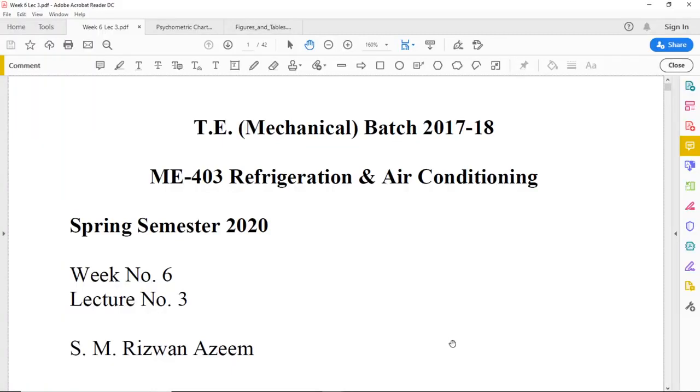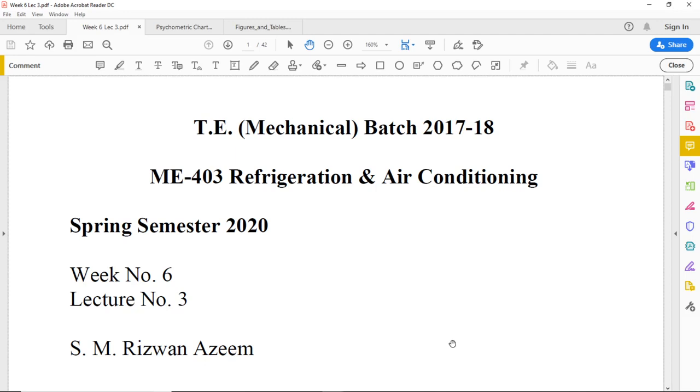In the previous lecture, we had studied two psychrometric processes. One was adiabatic mixing of two moist air streams, and the second one was sensible heating or sensible cooling.